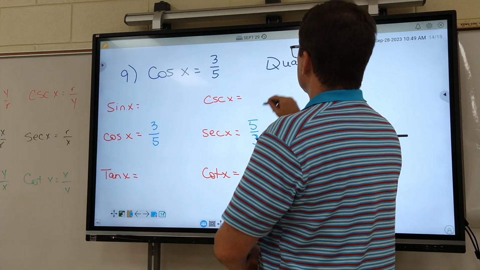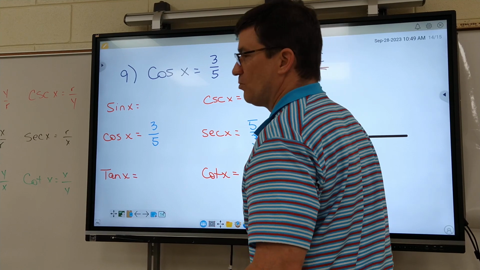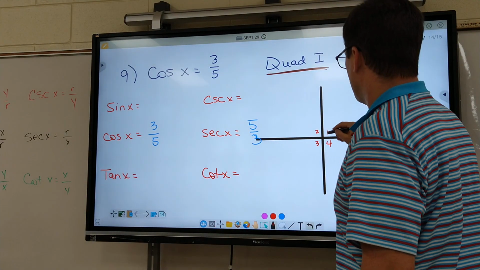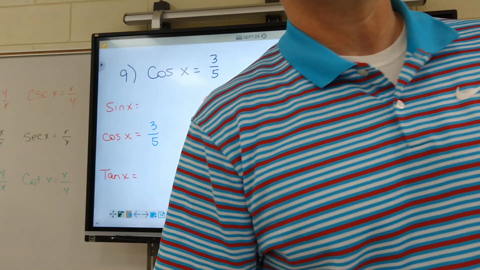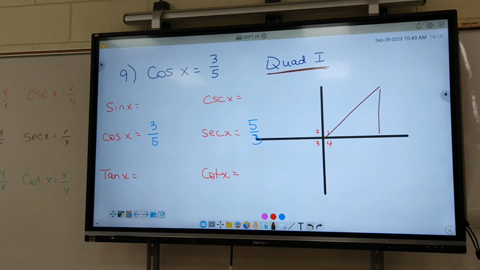All right, next, they are saying put your triangle in quadrant 1. So watch me. Here's quadrant 1. I need y'all to draw a triangle just like that. You have to draw your triangles for 9 and 10, or else you're going to miss them.